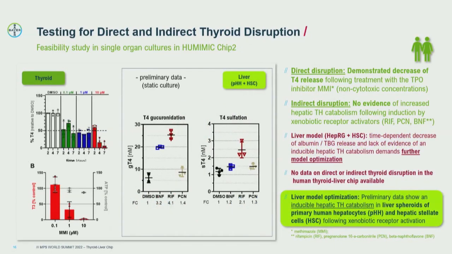We replaced the hepatic compartment, the HepaRG cells, by primary human hepatocytes. The preliminary data I'm showing here is still done in a static condition, so we don't have data for chip culture at the moment. But what you can nicely see is that by replacing the HepaRG cell line by primary human hepatocytes, we can clearly see an induction of the glucuronidation as well as sulfation of the thyroid hormones.